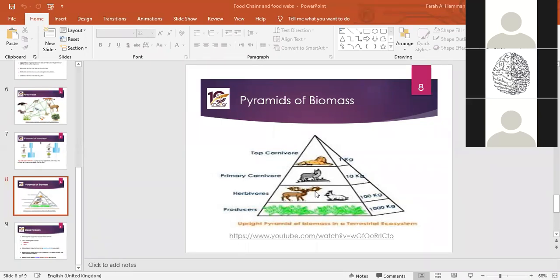Does it matter how many organisms you take to measure their masses? Like, does it affect the pyramid? Yeah, you need to take all of the organisms you find in a certain area. That's the whole idea. Okay.